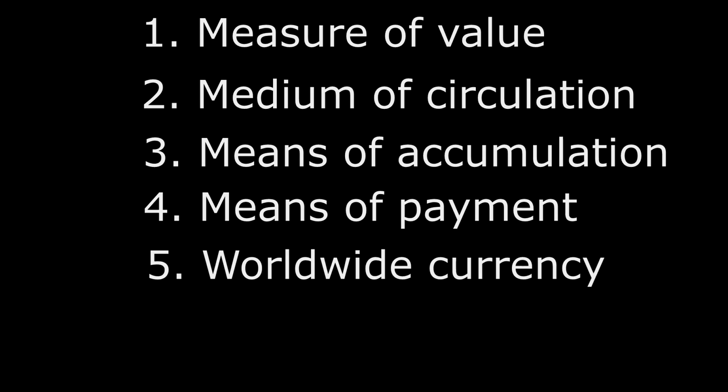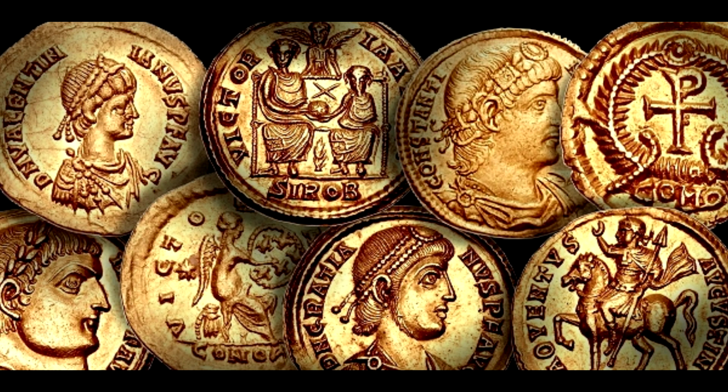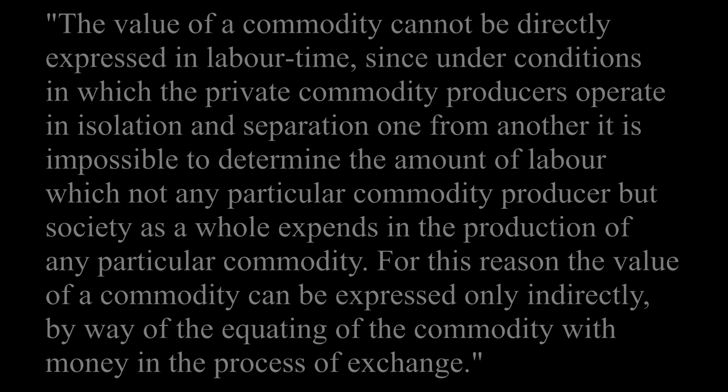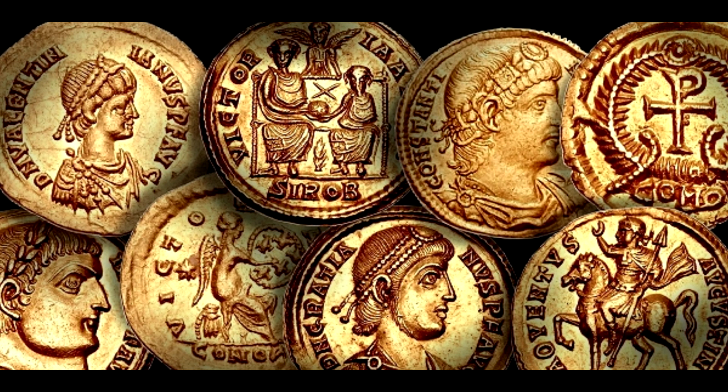The fundamental function of money is that it serves as a measure of value. The textbook says that, quote, "The value of a commodity cannot be directly expressed in labor time, since under conditions in which the private commodity producers operate in isolation and separation from one another, it is impossible to determine the amount of labor which not any particular commodity producer but society as a whole expends in the production of any particular commodity. For this reason, the value of a commodity can be expressed only indirectly by the way of the equating of the commodity with money in the process of exchange." Unquote. And to fulfill the function of measure of value, money must itself be a commodity and possess value.